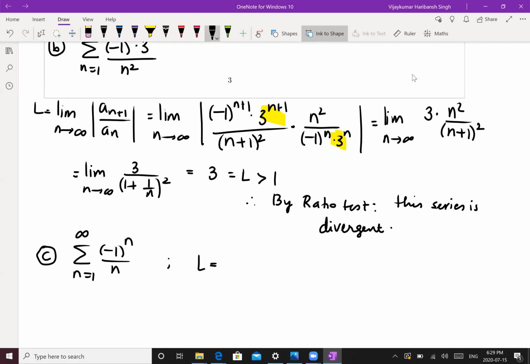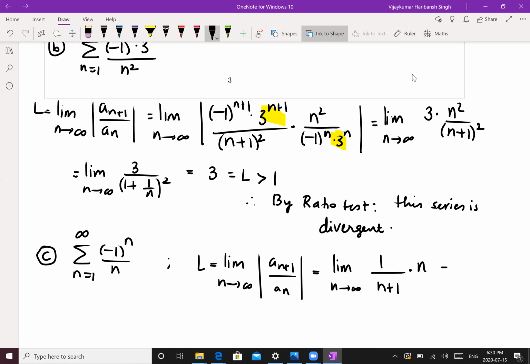So L equals the limit as n goes to infinity of a_(n+1) upon a_n, which is going to be the limit as n goes to infinity of 1 upon n plus 1. I took care of the minus sign because we are looking at the absolute value. So this is going to be 1. Therefore, the ratio test cannot say anything. The ratio test fails. In this case, the ratio test will not tell you anything.